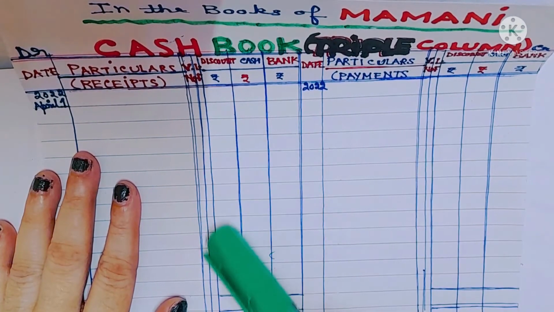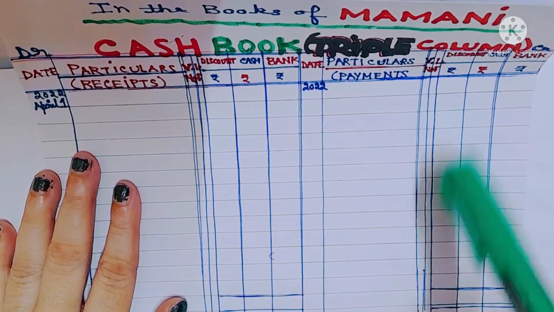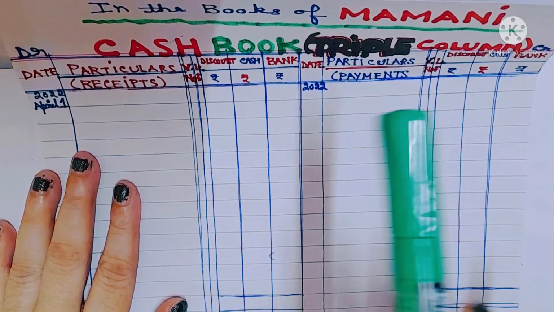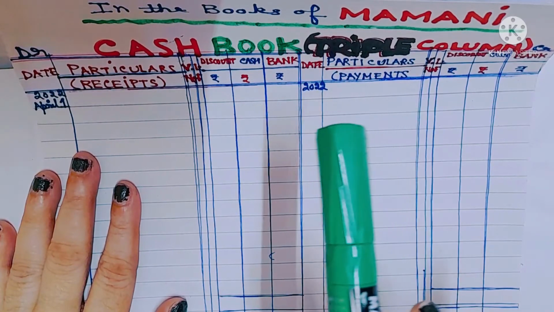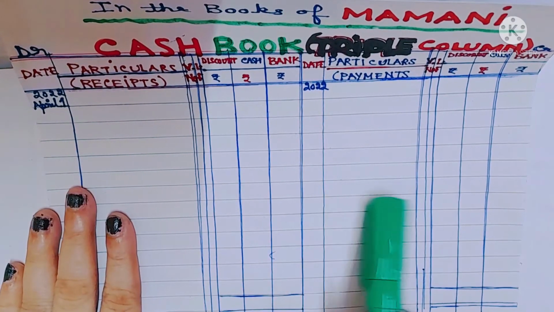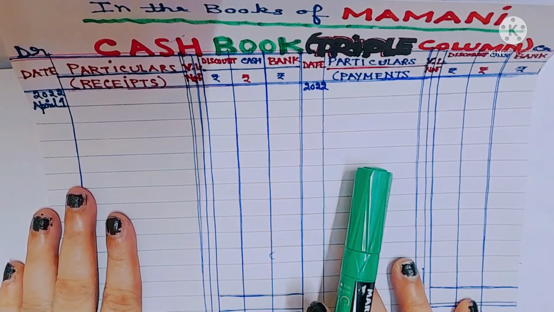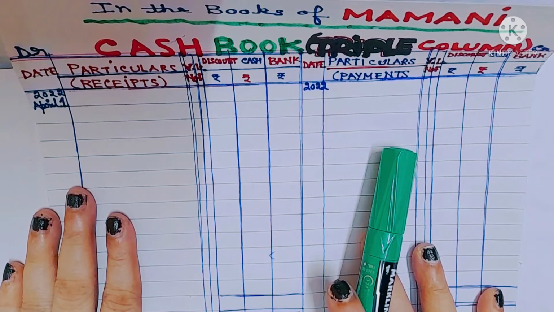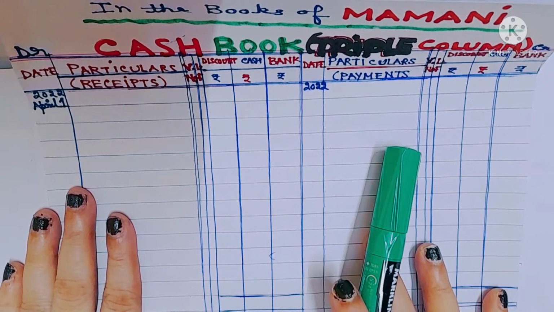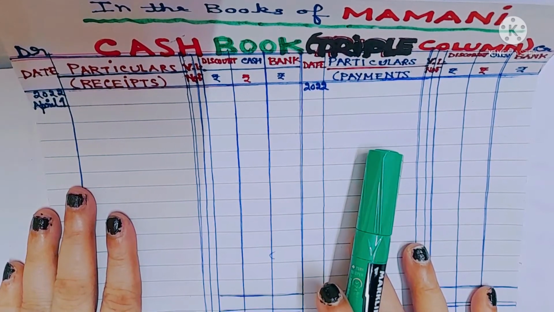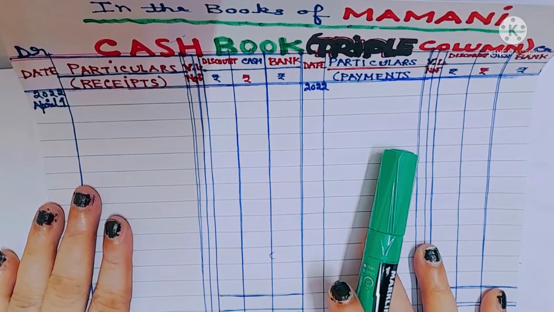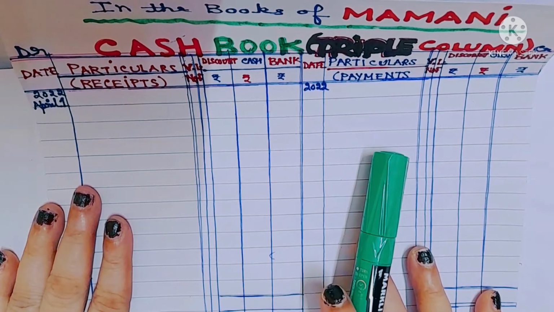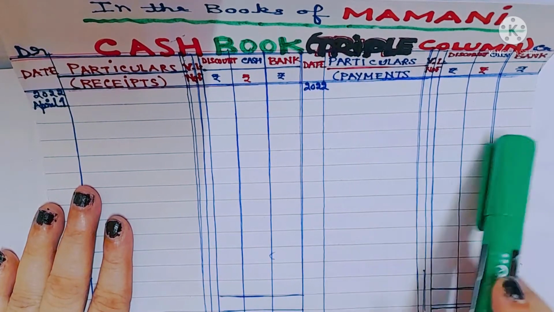But discount column on the debit side and discount column on the credit side are only total, not balanced. Okay? There will be no balancing figure in the discount column because the total of discount allowed to customers on the debit side is then posted to the debit of discount allowed account in the ledger, and the total of discount received column on the credit side is posted to the credit of the discount received account in the ledger.